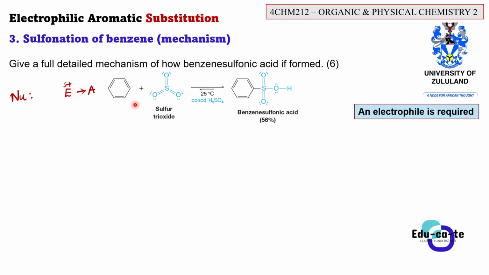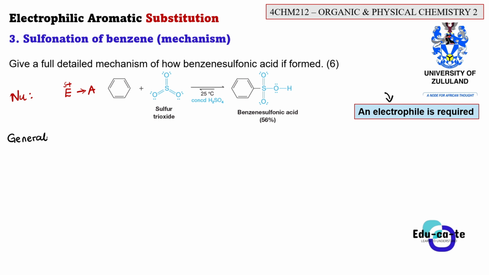But we need an electrophile. We need something that is electron poor for this to happen. That's when we now employ this mechanism. We first generate an electrophile because an electrophile is needed. So here the first step is to generate an electrophile.